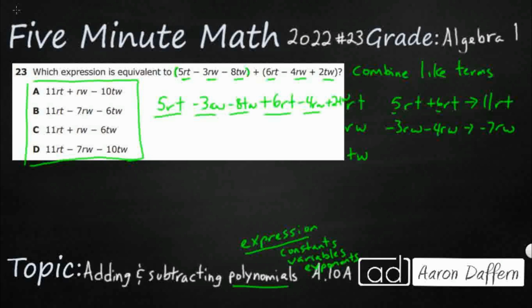Now I've got my TWs. I've got negative 8 TW. And I've got plus 2 TW. So leave these at three separate levels here. Negative 8 plus 2 is going to give me negative 6 TW. And if I rewrite that, I'm going to get 11 RT minus 7 RW minus 6 TW. Now let's look at our answers here. And yep, it's going to be right there. Our answer is B.